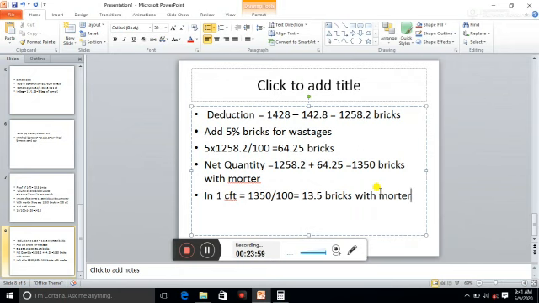So this was today's lecture. If you have any question you can ask. We will do bar bending schedule of beams, columns, foundation and slab at the end of this course. First we will do these short lectures, and after that we will do this calculation in Excel. I will teach you how to do this in Excel.